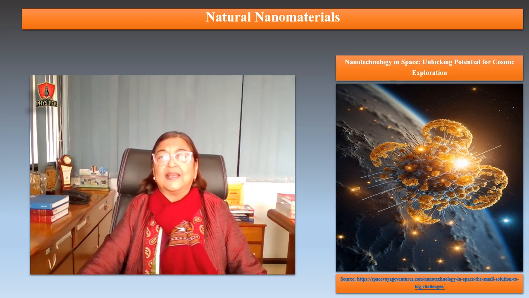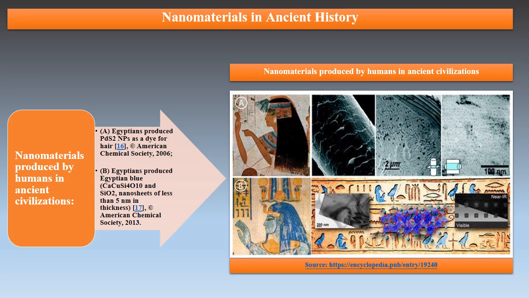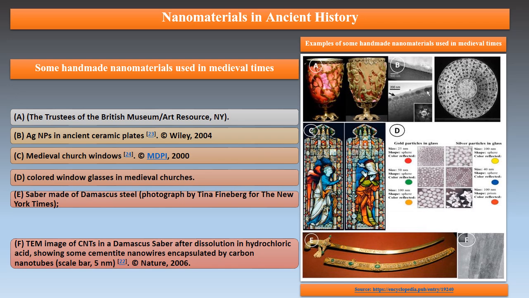Nanomaterials are also elsewhere in the universe, for example, in cosmic and moon dust, and have also been found in the meteorites that have landed on Earth. Nanomaterials were produced by humans in ancient civilizations. Many clay minerals contain natural nanomaterials and have been used for thousands of years, for example, in construction, medicine, and art. Here are examples of some handmade nanomaterials used in medieval times.